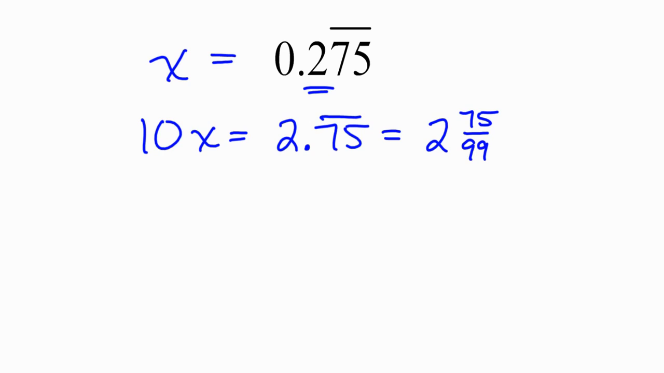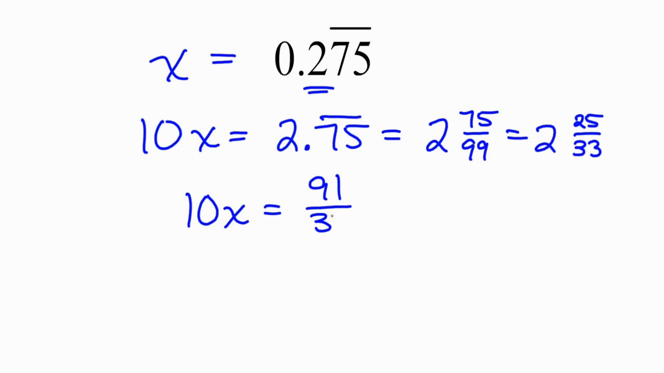So I'm going to simplify that fraction, and 75/99 is 25/33. So this is 2 and 25/33. And then I'm going to write this as an improper fraction. So 2 times 33 plus 25 is 91/33. So now again, I'm almost there.